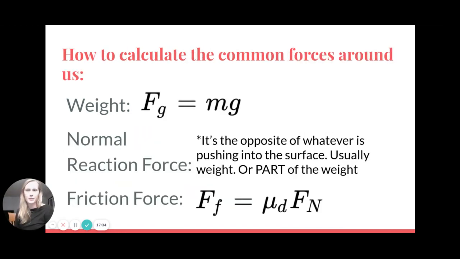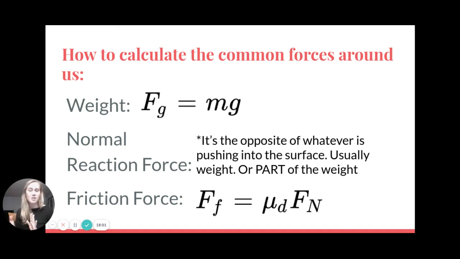So how to calculate the common forces around us? Well, again, weight, I like to call force gravity. So F with the subscript of G, because it's equal to your mass multiplied by the acceleration due to gravity. Sometimes this will be a capital W for weight, but I like to call all forces F and then just subscript them. So you can call this force W, you can call this force G, whatever you want, but it's the mass multiplied by the acceleration due to gravity.